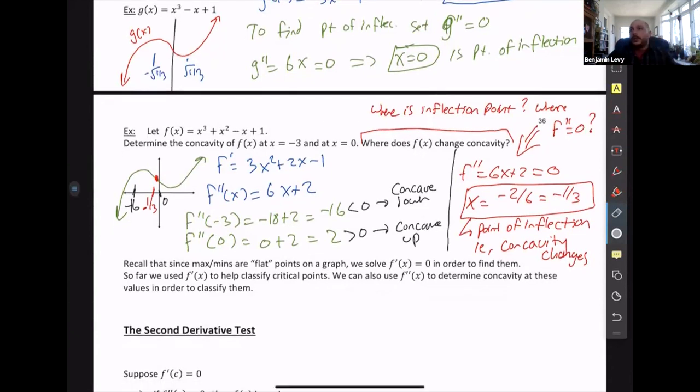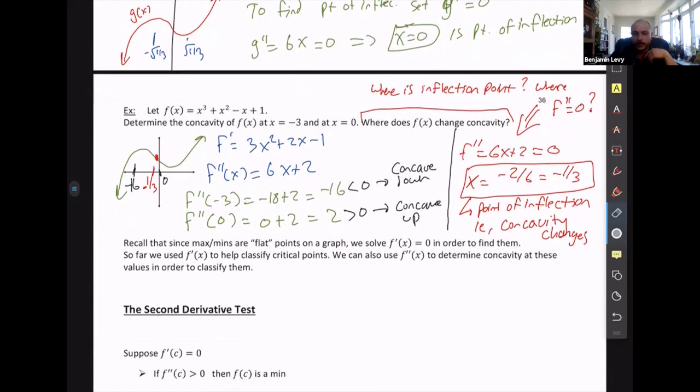Okay, so hopefully you can see then that we can use the second derivative. Maybe I don't even need to tell you this, to figure out maxes and mins too. So that's where the second derivative test comes in, which is the next part. And like it says in this part right here that I'm scribbling on, when we find these critical points, that just tells us a flat spot, but we don't know whether it's a max or a min.